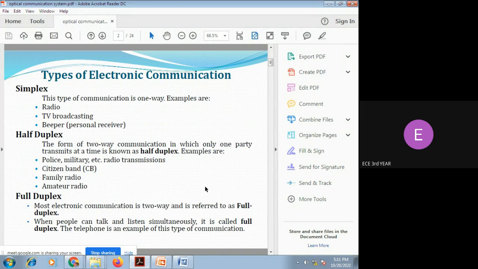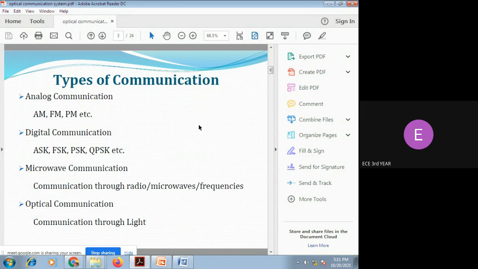Types of communication: there are four types available. The first one is analog communication. In that, there are several types: analog amplitude modulation, frequency modulation, and phase modulation. All of you know these very well. Second, digital communication: ASK, amplitude shift keying; FSK, frequency shift keying; PSK, phase shift keying; and QPSK, quadrature phase shift keying. This also all of you know very well.